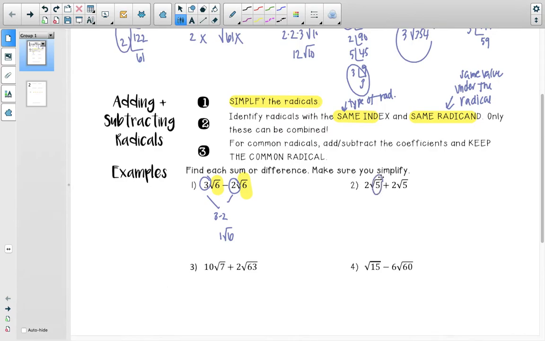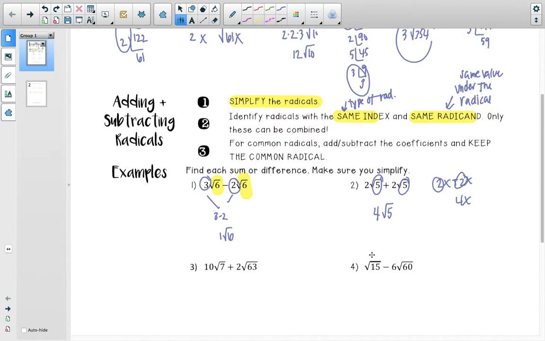Now with this one, it has the same value underneath the square root. So you can just add the 2's together. So 2 and 2 is 4, and it's a square root of 5. Do you notice how in these I didn't change what's underneath the radical? Well, it's like saying you have 2x plus 2x. That's 4x. Okay, the x would be like the square root of 5. So you're just combining the coefficients.